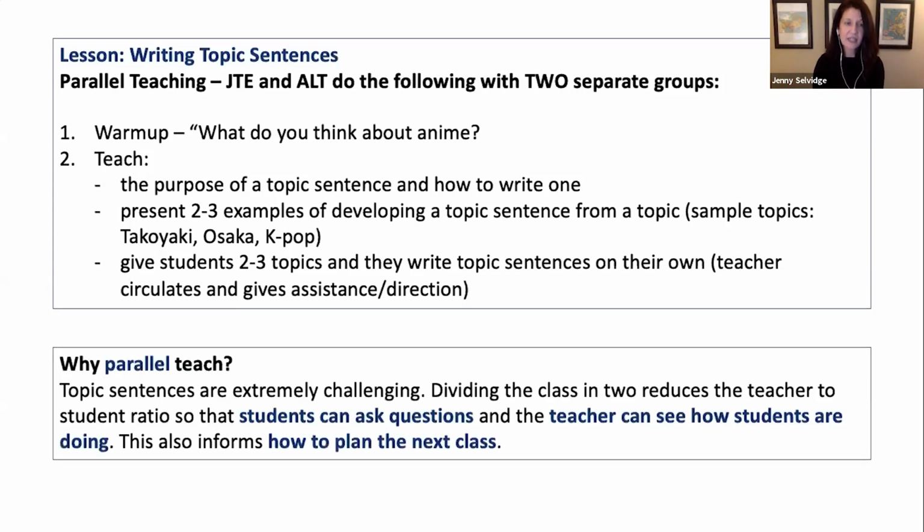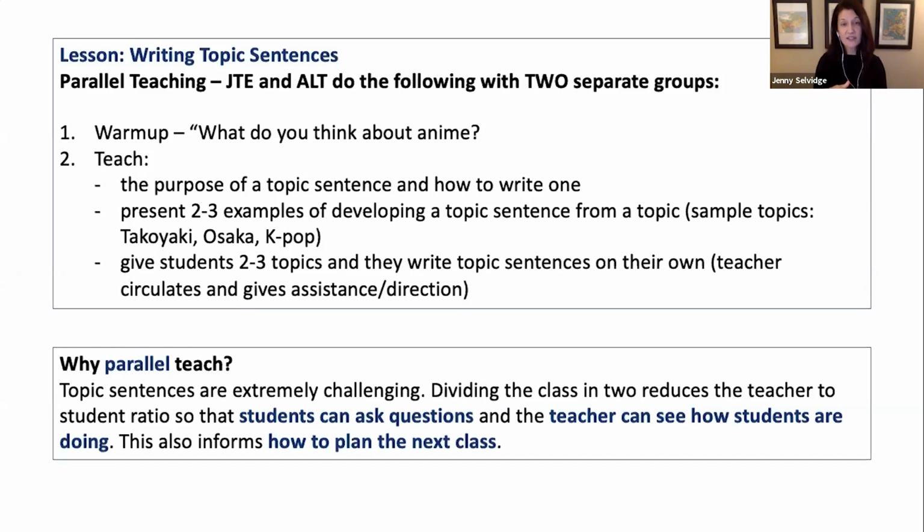So why parallel teach for this? Because topic sentences, from what I observed in Japan, are extremely challenging for students. So when you have a really challenging topic, you want to have a lower teacher-student ratio. You want to be able to work with students more one-on-one if possible. So when you divide the class, you have that teacher-student time. Students can ask questions. Maybe they're a little more brave to ask a question than they would be in a class of 40. And then the teacher can see how students are doing.